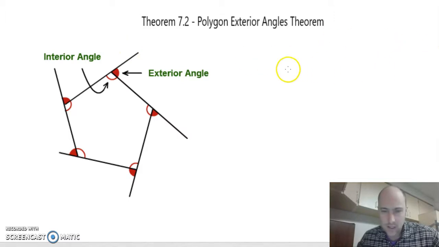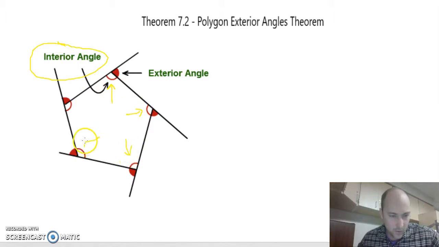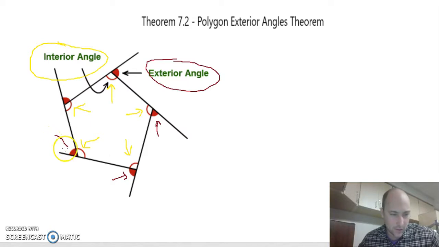So here's the deal. Last time we were talking about interior angles, right? And those were all the angles inside a polygon. Depending on the number of sides, this polygon has 5 sides, so there are 5 interior angles. Now we're going to take a look at exterior angles. These exterior angles are labeled here. There's the same number of exterior angles as there are sides, so in this case, 5 exterior angles.